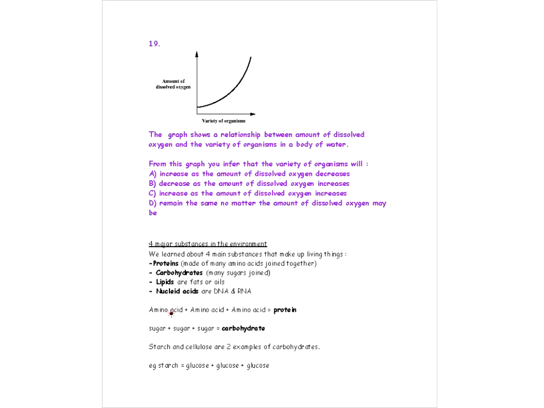As we've looked at already, if we join many amino acids together, that forms a protein. Many sugars together form a carbohydrate. Some examples of carbohydrates are starch and cellulose. Starch is found in animals, cellulose is found in plants. Again, starch is just many glucose units put together.